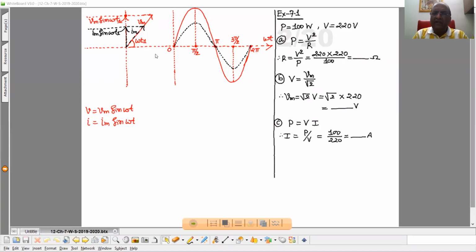And now see here the phase difference. At time t equal to 0, the voltage is 0 and the current is 0. The phase of both at any instant t is the same. So we can understand that the phase difference between voltage and current is equal to 0. Clear?